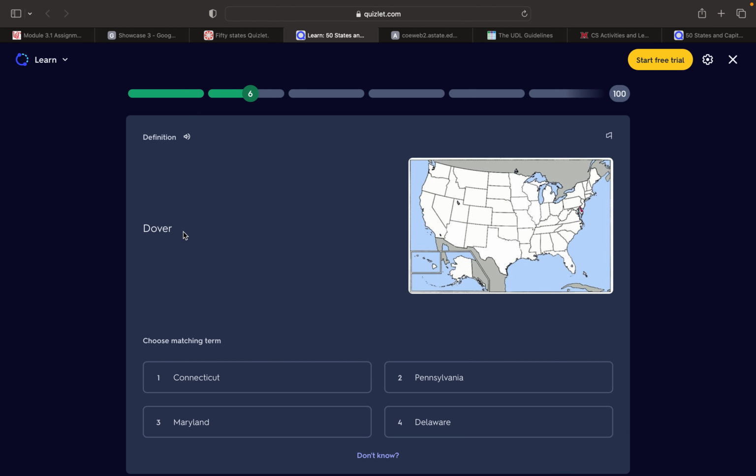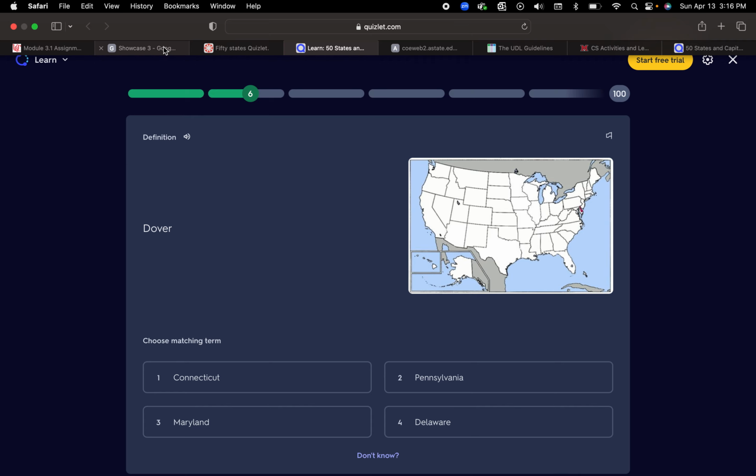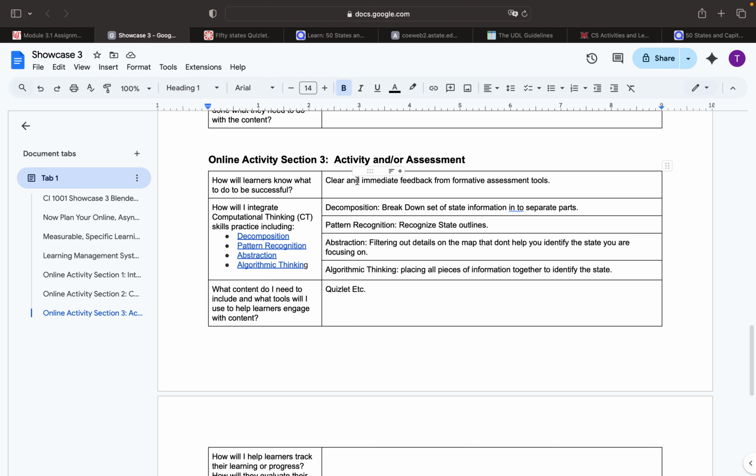You've got the three pieces of information: your state, the name of the capital city, and the outline of the state. So they're going to break that down into the three separate parts. Piecing that apart, they may have a part they don't know as well, and they're going to think, okay, I know this and this, so therefore I can know this. And then pattern recognition, they're going to recognize the state outlines.